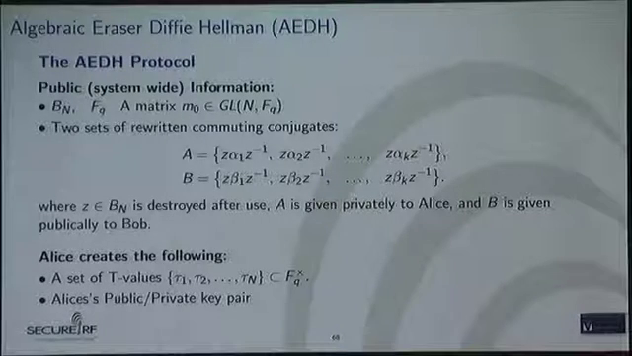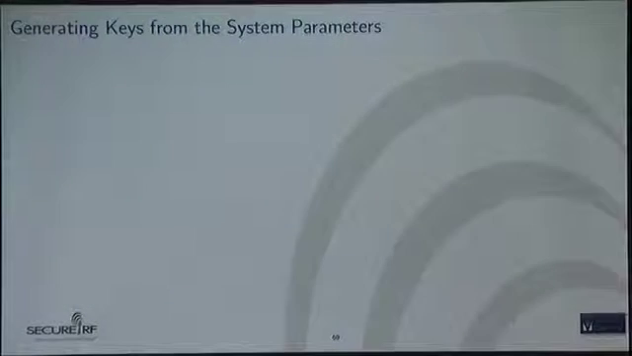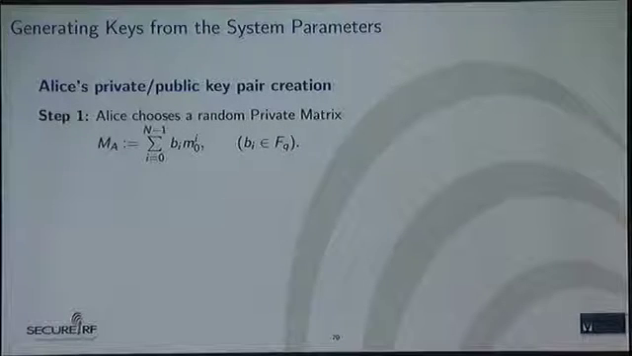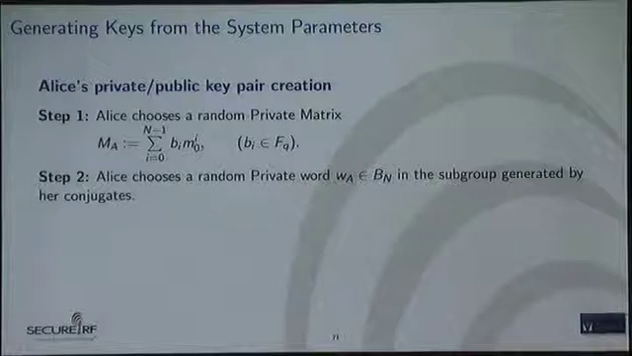So once you have the system-wide parameters that are generated, one person, Alice, creates a set of t-values, and then they generate their public key pair from that. So how does Alice do that? Well, they start by choosing a random matrix as a polynomial in that seed matrix. So they have the seed matrix that was generated earlier. They then generate a random polynomial and create a new matrix as a sum of it. So this winds up being M0 plus M0 squared plus M0 to the third with random multiples in front. So the next thing Alice does is choose a random word in those sets of conjugates that are associated to Alice.